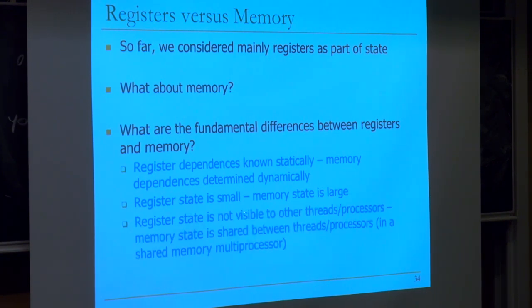And register state is not visible. One other fundamental difference is if you have a multiprocessor system, if you have multiple processors operating on the same problem, the register state is not visible to other threads or processors. This is private, right? Whereas memory state is shared between threads of the same process, which means it's shared between different processors in a shared memory multiprocessor.